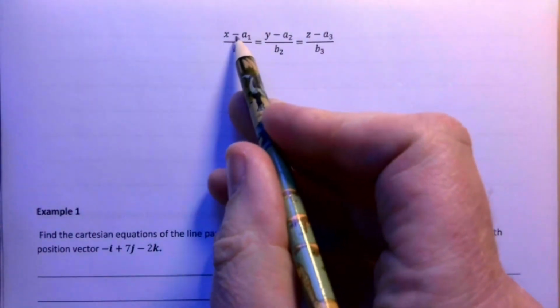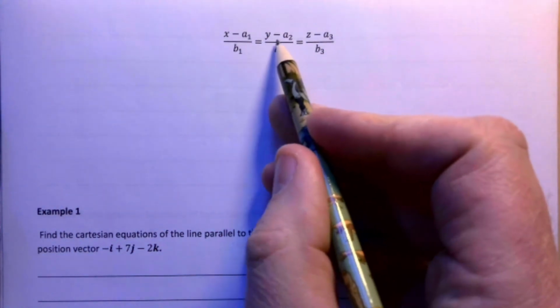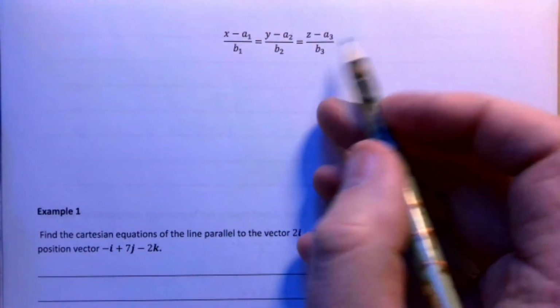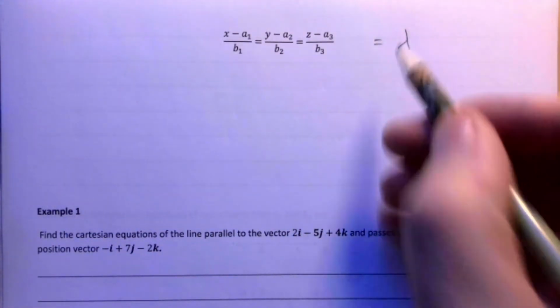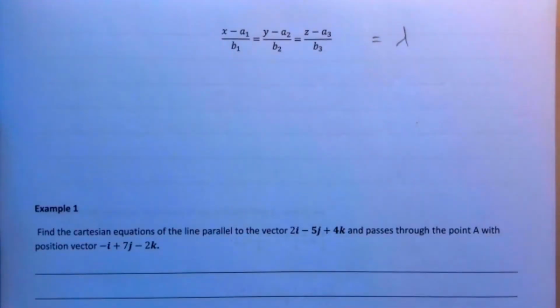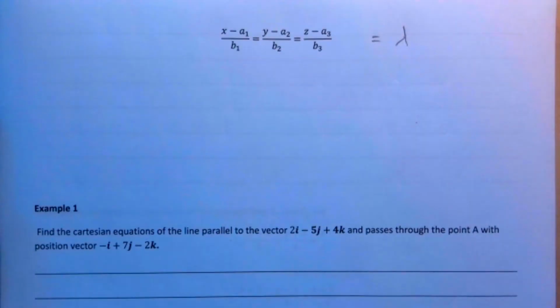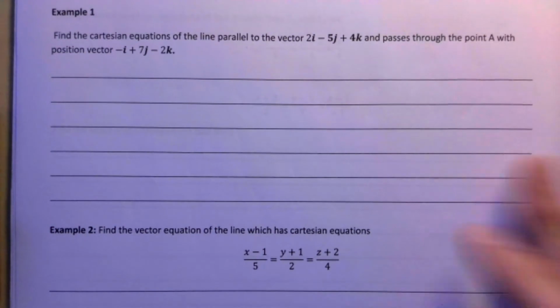just exactly what we had there. So it's x minus a1 over b1 equals y minus a2 over b2 equals z minus a3 over b3. And all of that is effectively equal to the lambda bit. These things are quite confusing, I'm sure you'll agree, but they make a bit more sense when we take a look at the examples. So let's take a look at our example 1.